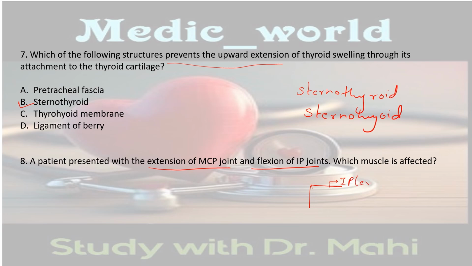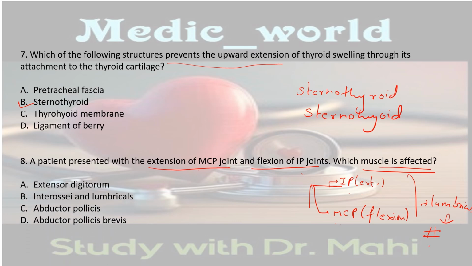Interphalangeal joint extension and MCP flexion is done by lumbricals. And in the case given above, there is extension at MCP and flexion at IP, means this function is damaged. That means the muscle which is affected is the lumbricals. Let's see the options. So the answer to this question is option B, that is interossei and lumbricals are affected in this case.